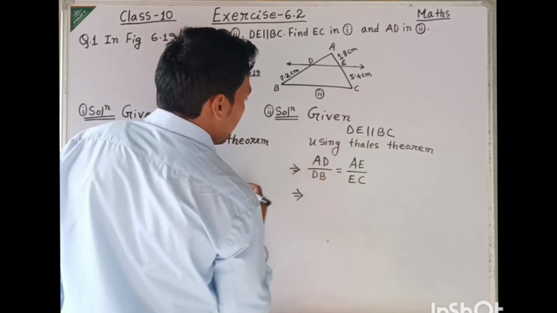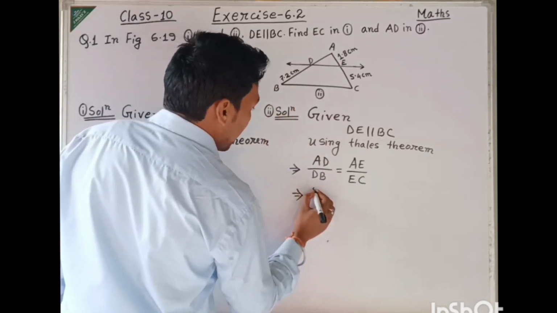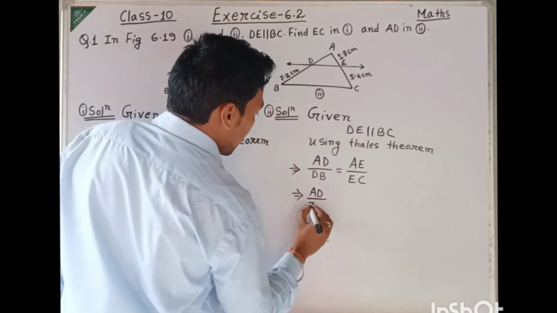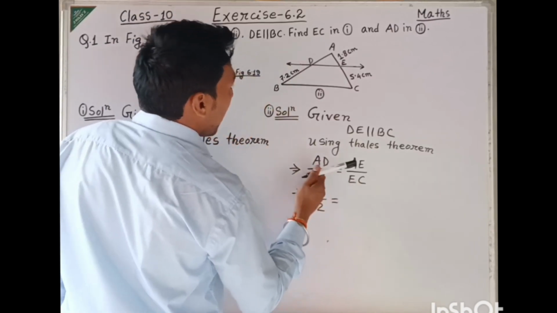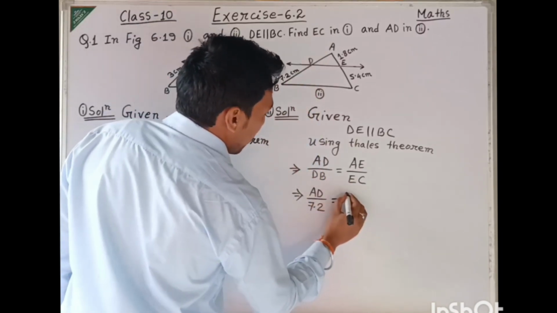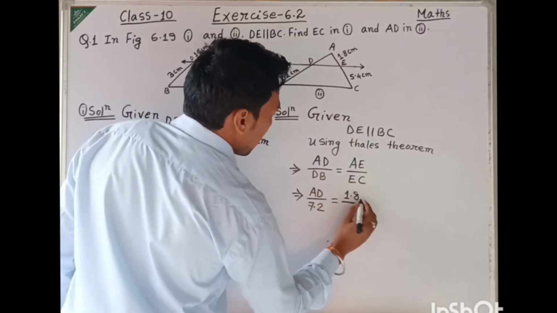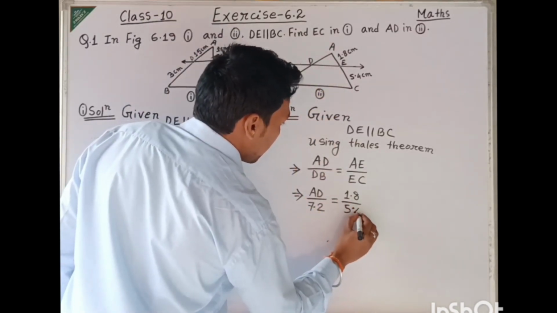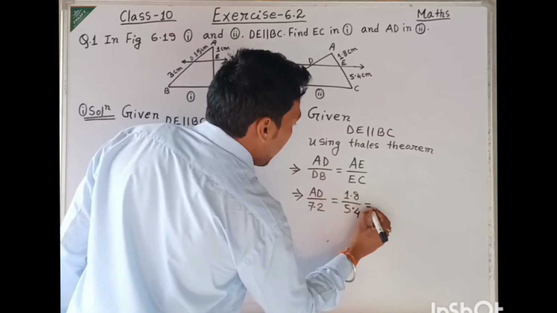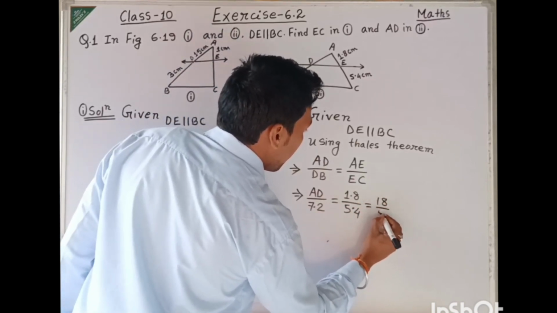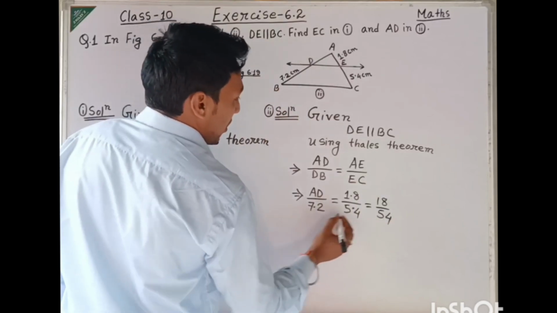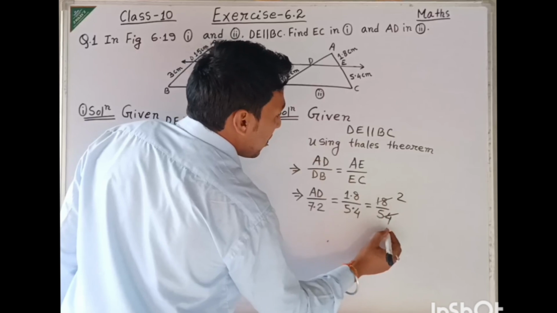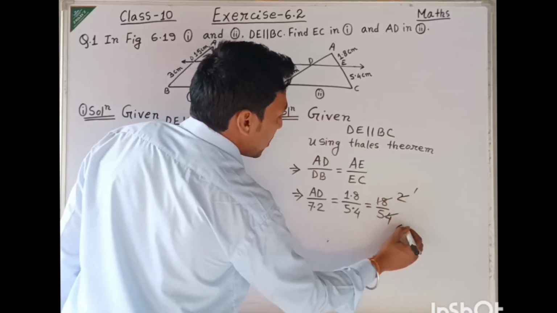Now in the next step, just replace the values. AD we don't know, we will find this AD value, so write it as it is. DB means 7.2, so right here 7.2, equal to AE means 1.8, so right here 1.8, by EC means 5.4, so right here 5.4. Point cancel, so I'll write here without the point: 18 by 54. Now 18 I can cancel with 9. 9 twos are 18, 9 sixes are 54. So 2 ones are 2, 2 threes are 6.